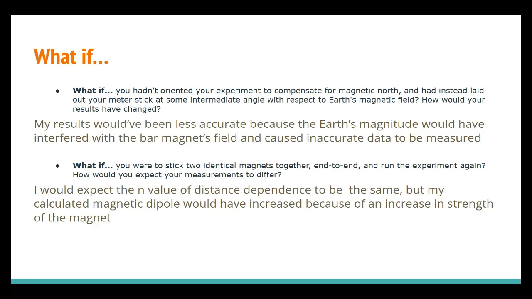And then what if you were to stick two magnets together end to end and run the experiment again? How would you expect your measurements to differ? I would expect the n value, the distance dependence, to remain the same, just as it was -3, which is actually in the on-axis theorem. And by my calculation, the magnetic dipole moment would have increased because of the increase in strength of the magnet.